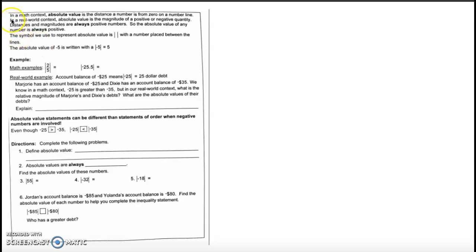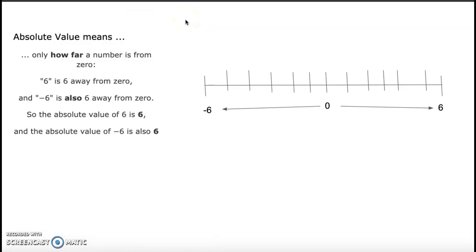Okay, so in a math context, absolute value is the distance a number is from 0 on the number line. So how far a number is from 0. So 6 is 6 away from 0. 1, 2, 3, 4, 5, 6. And negative 6 is also 6 away from 0. 1, 2, 3, 4, 5, 6. So the absolute value of 6 is 6, and the absolute value of negative 6 is also 6.